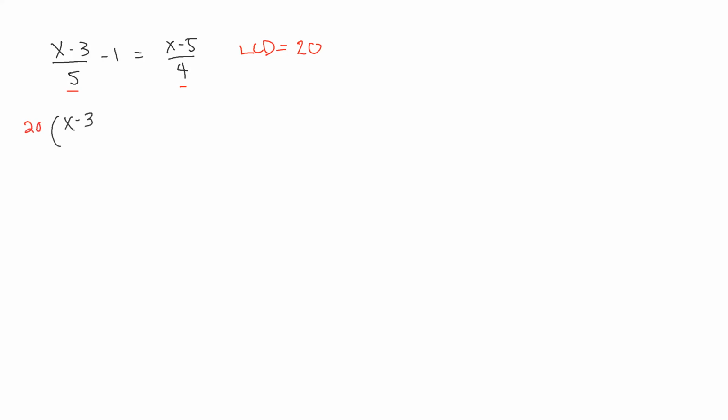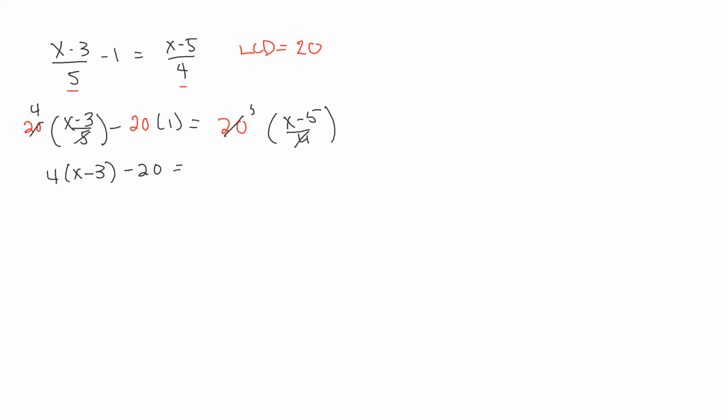So I'm going to get 20 times x minus 3 over 5. And then I'm going to get 20 times 1. And then 20 times x minus 5 over 4. Okay. So in the first term, the 5 divides into the 20 four times, leaving me with 4 times that numerator. And for now, I'm just going to leave the numerator in parentheses. We'll distribute in the next step. Negative 20 times 1 is negative 20. And then for the last term, 4 goes into 20 five times. And I'm left with 5 times x minus 5. Again, I'm going to leave that numerator in parentheses for now.